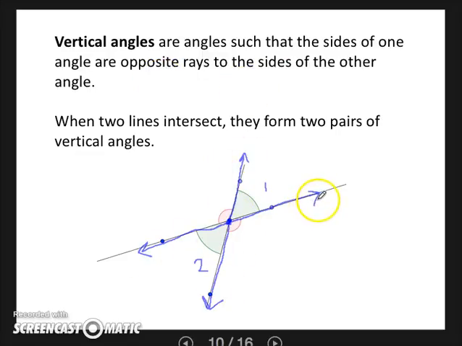So when two lines intersect, they form two pairs of vertical angles. Angle 1 and angle 2 are a pair of vertical angles. And we also have another pair formed. Angle 3 and angle 4 are also a pair of vertical angles.